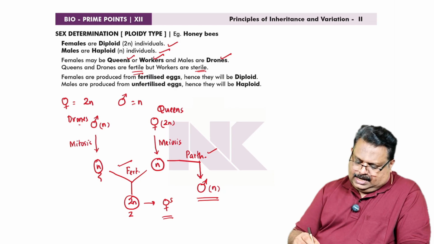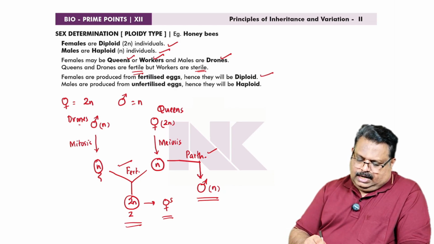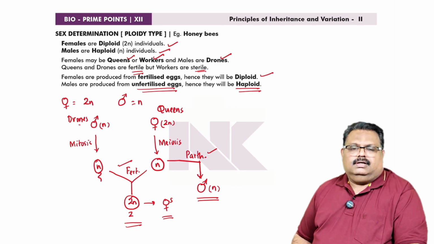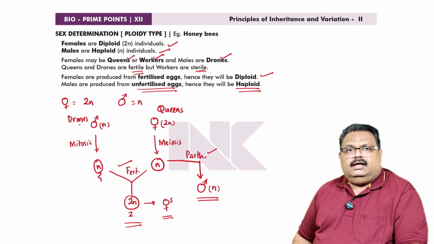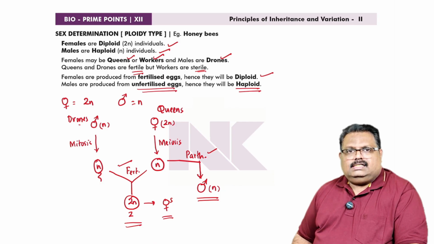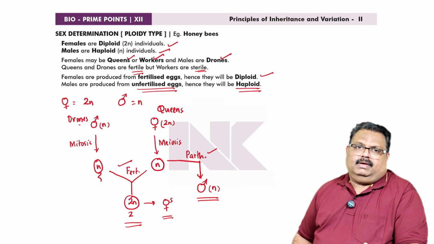Females are produced from fertilized eggs, hence they will be diploid. Males are produced from unfertilized eggs. The development of an unfertilized egg is called parthenogenesis, hence they will be haploid. So we already studied 3 different types of sex determination: XX-XO type, XX-XY type, ZZ-ZW type. And this is the 4th type, that is called the haplodiploid mechanism.